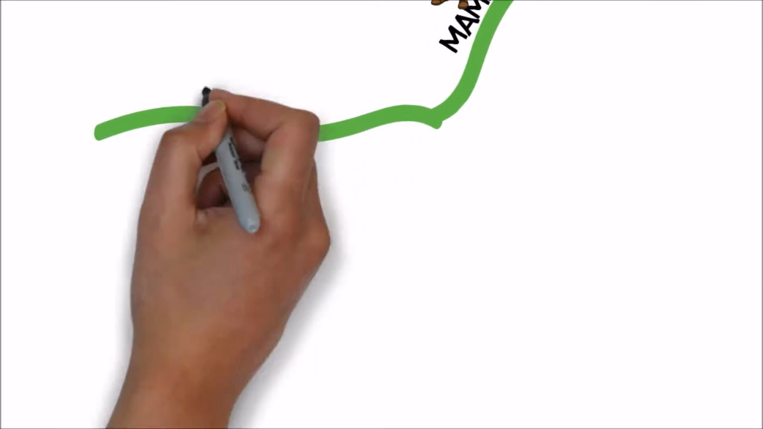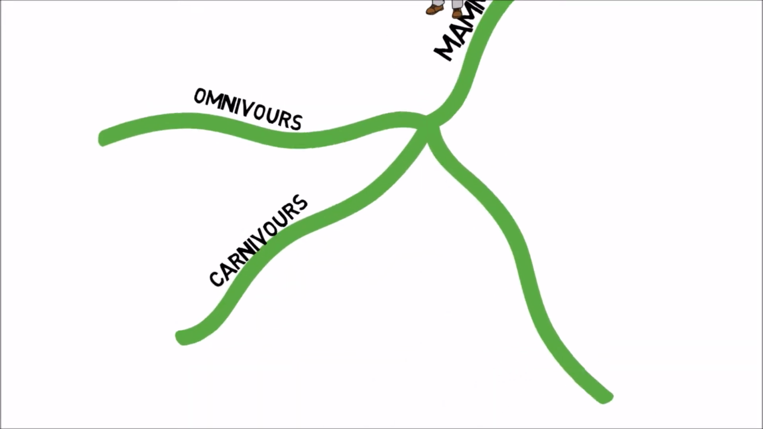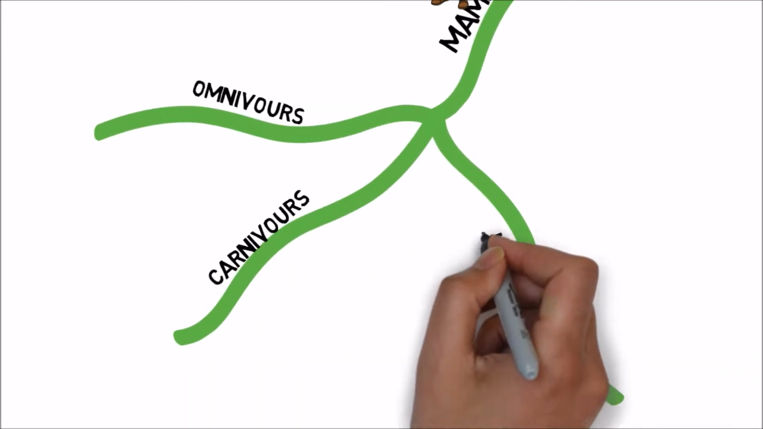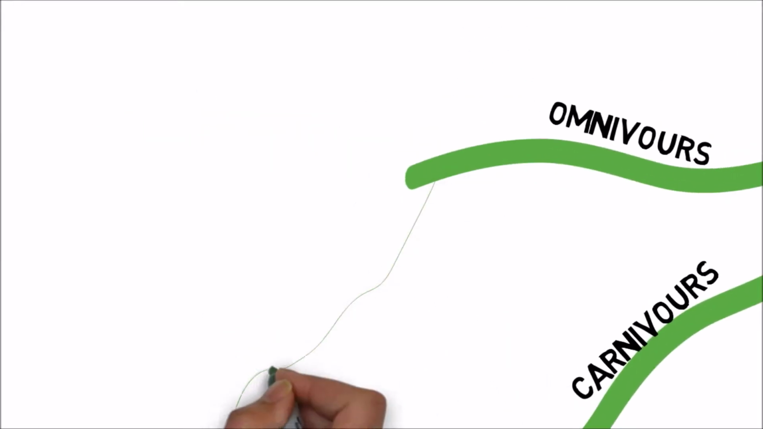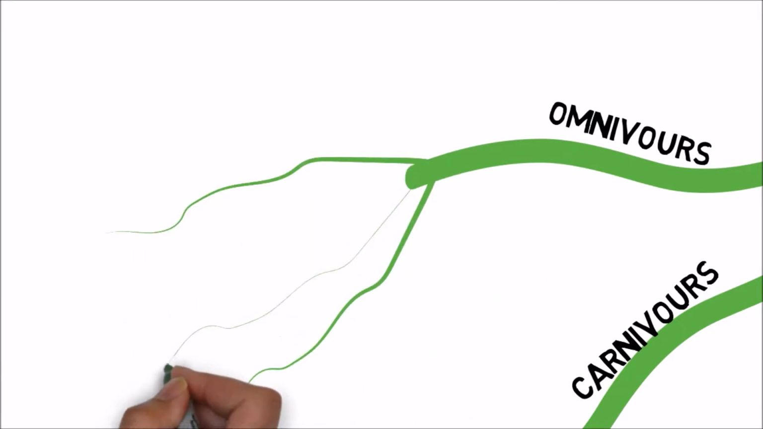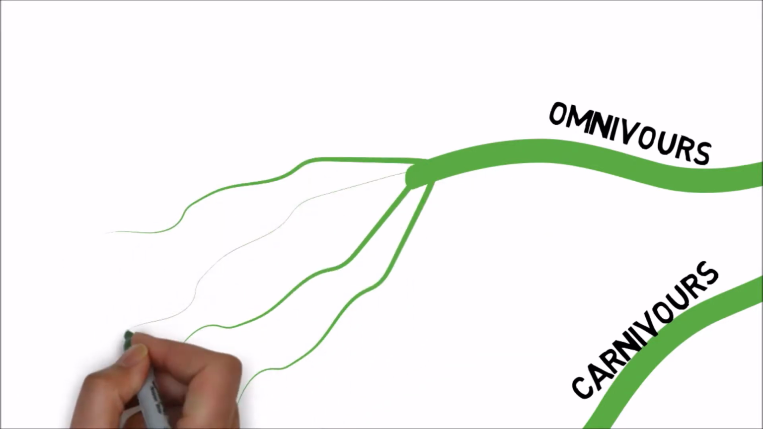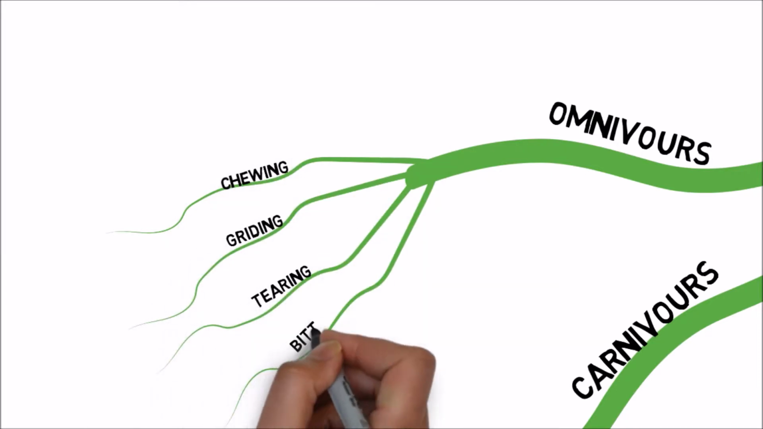So mammals are divided into three eating habits. We have omnivores, we have carnivores, we have herbivores. Now remember, at this level, we're going to look at how their mouths, to be specific, are adapted to their feeding. So under omnivores, we have four different ways in which their mouth and teeth are structured into their eating habit. So omnivores' teeth are adapted in the following ways: chewing, grinding, tearing, and biting.